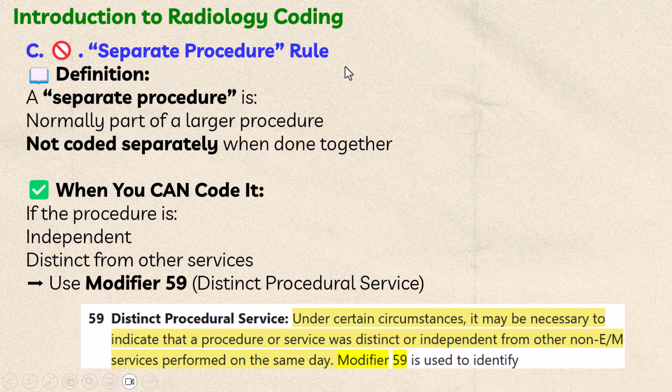Next, separate procedure rule. A separate procedure is normally a part of the larger procedure and is not coded separately when done together. So when can you code it? If the procedure is independent and distinct from other services, you can use the code with modifier 59. The modifier 59 is for distinct procedural service. Its definition is, under certain circumstances, it may be necessary to indicate that the procedure or service was distinct or independent from other non-E/M services performed on the same day. So here the modifier 59 is used. When you go to the relevant section, you will understand this.